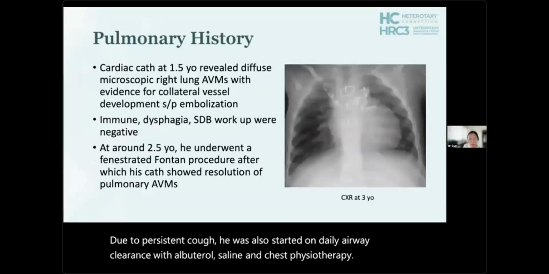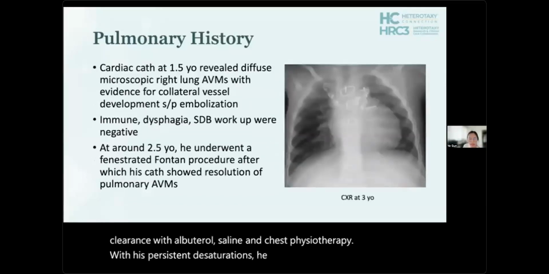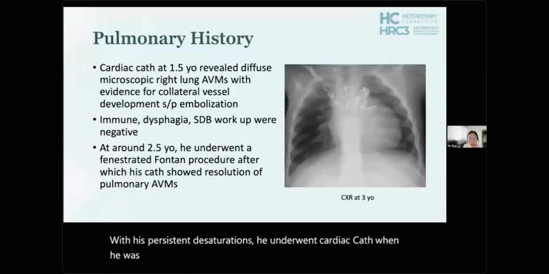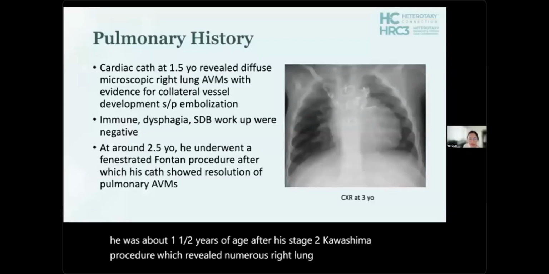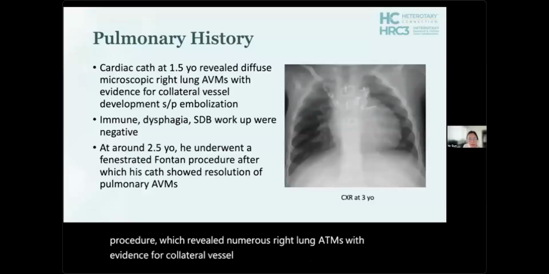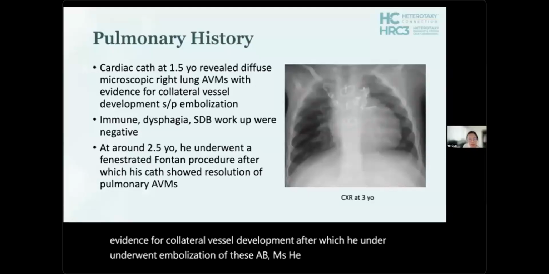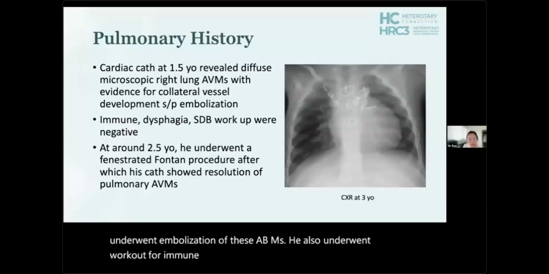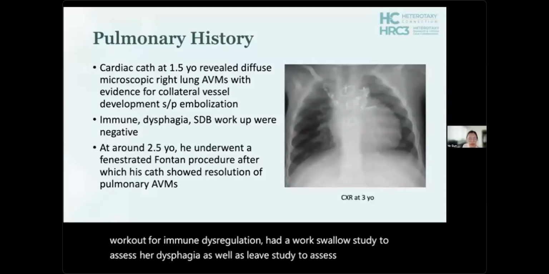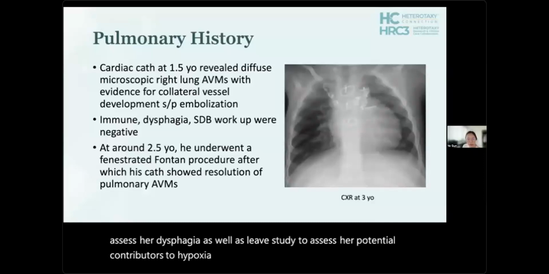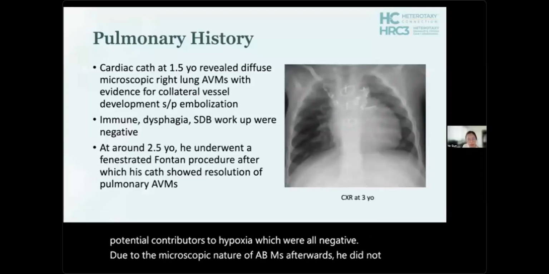With his persistent desaturations, he underwent a cardiac cath when he was about 1.5 years of age after the stage 2 Kawashima procedure, which revealed numerous bright lung AVMs with evidence for collateral vessel development, after which he underwent embolization of these AVMs. He also underwent workup for immune dysregulation, had a swallow study to assess for dysphagia, as well as a sleep study to assess for potential contributors to hypoxia, which were all negative. Due to the microscopic nature of the AVMs afterwards, he did not undergo further embolization.